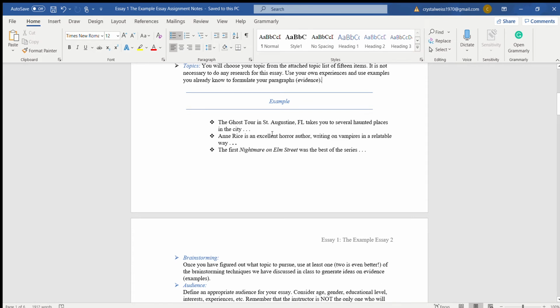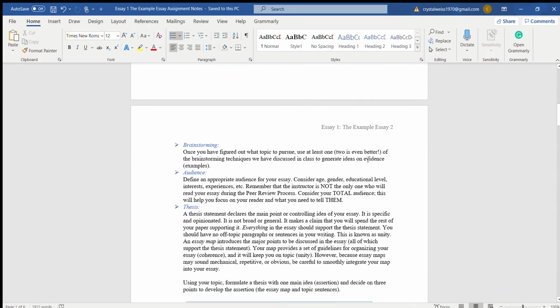Here are some examples of 3 thesis statements. The ghost tour in St. Augustine, Florida takes you to several haunted places in the city. Anne Rice is an excellent horror author, writing on vampires in a relatable way. The first Nightmare on Elm Street was the best of the series.